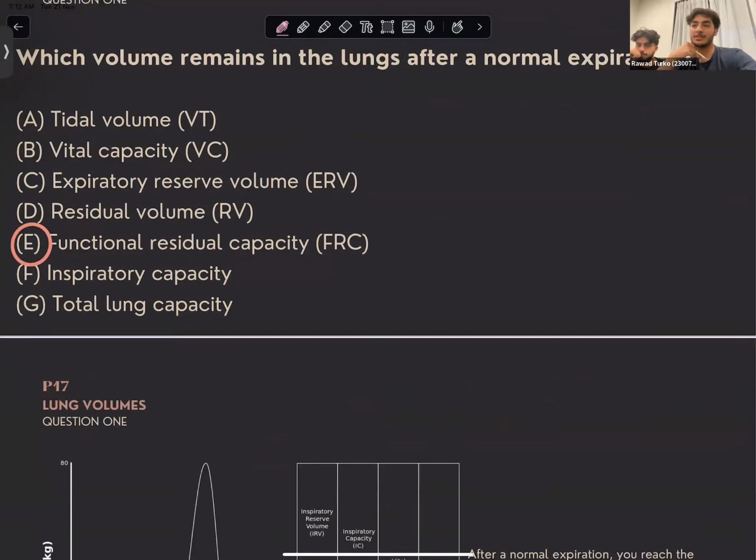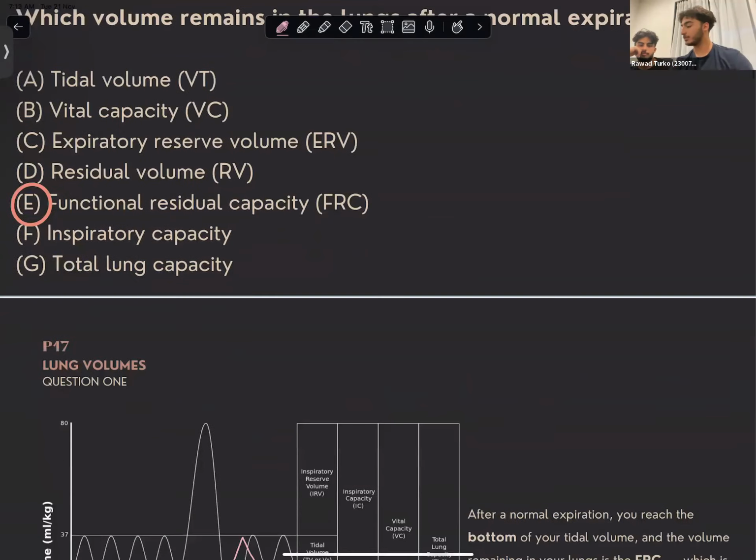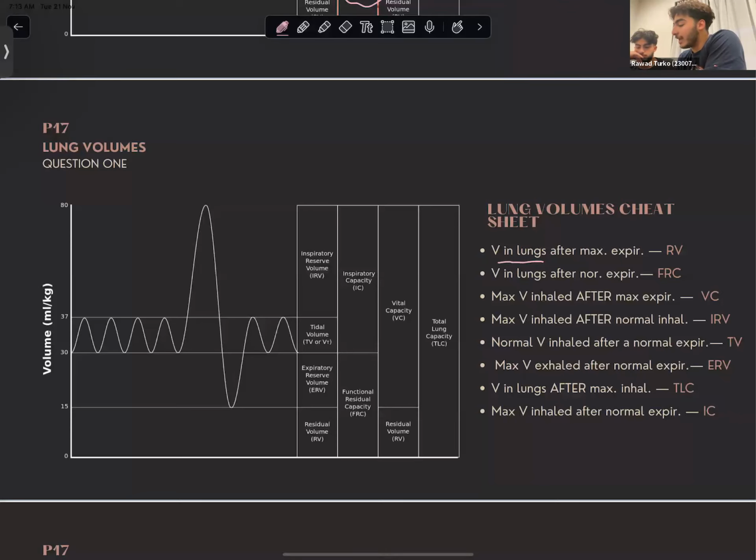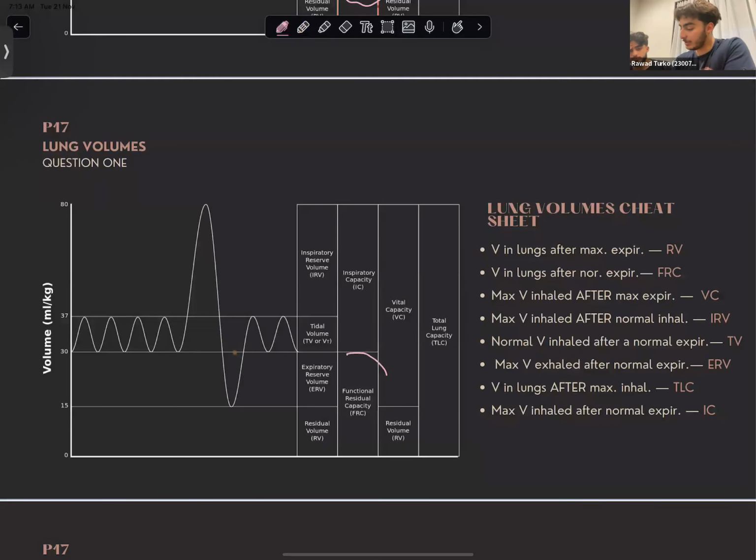That's how you want to solve these questions when you see them on your exam. Think, okay, this volume I'd get after a maximum expiration, this one after maximum inspiration, and so on. So the volume left in your lungs after a maximum expiration is your residual volume right here. The volume in your lungs after a normal expiration, we just answered this, you're down here. So everything left would be the functional residual capacity.